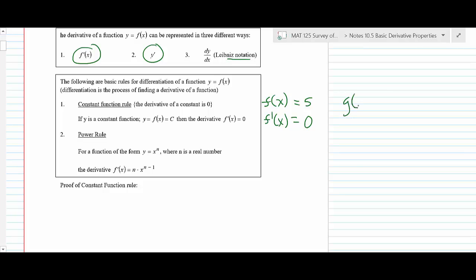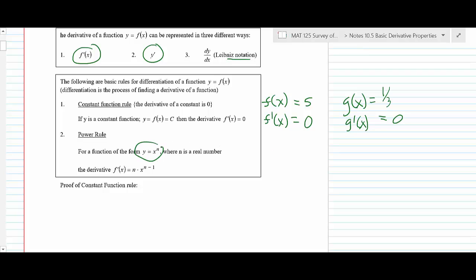What if you had g of x is equal to 1/3? Is that a constant function? Yep. What's the answer to the derivative? 0. That's what the constant function rule is saying. Now, the power rule goes like this.